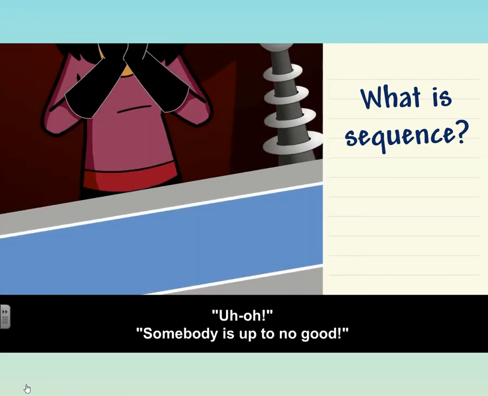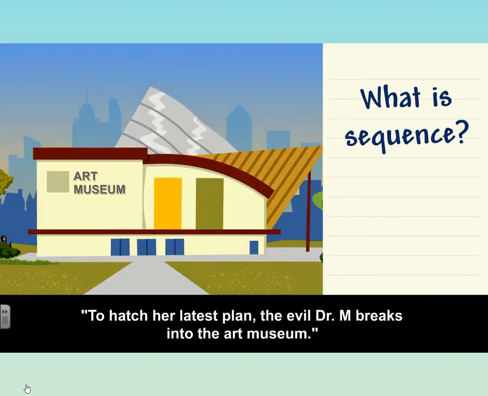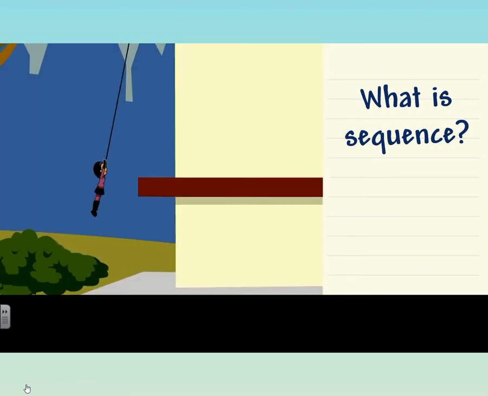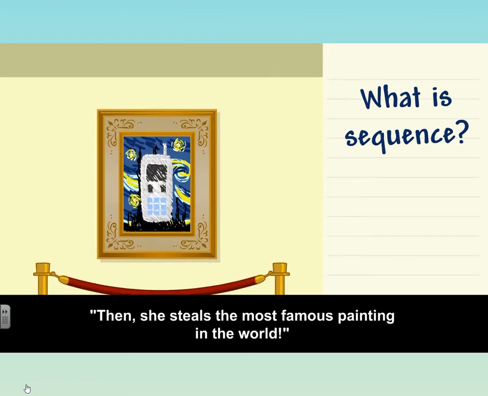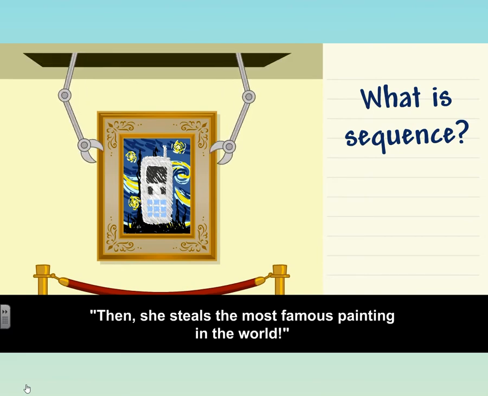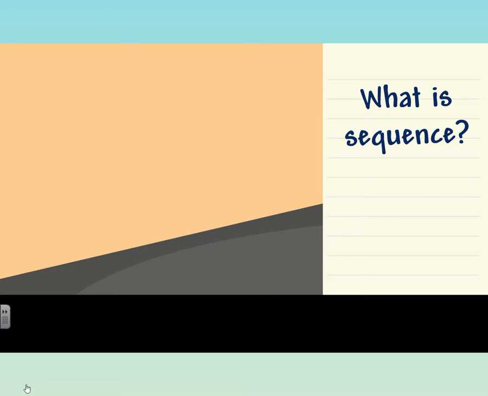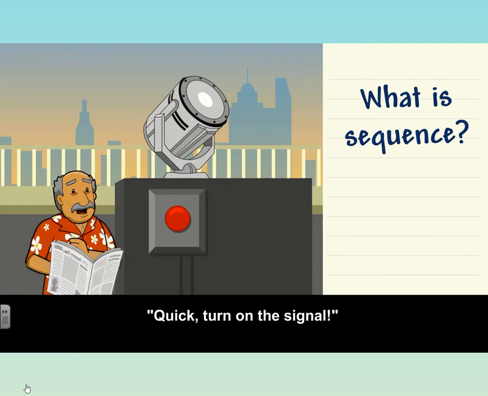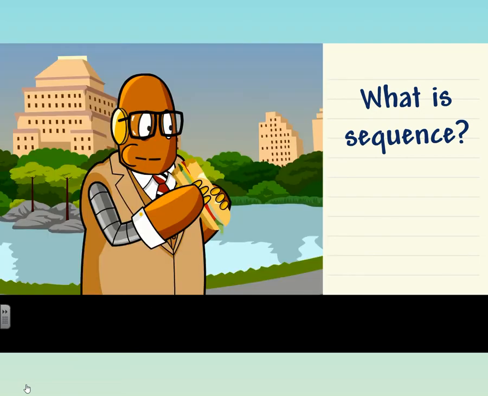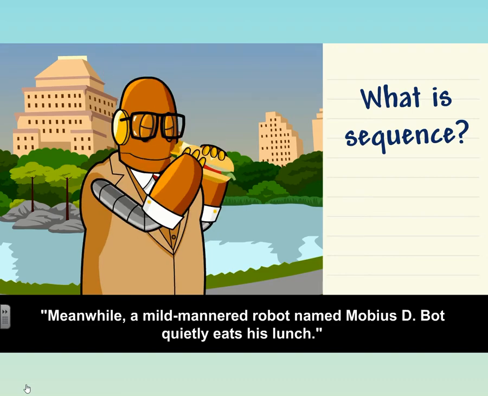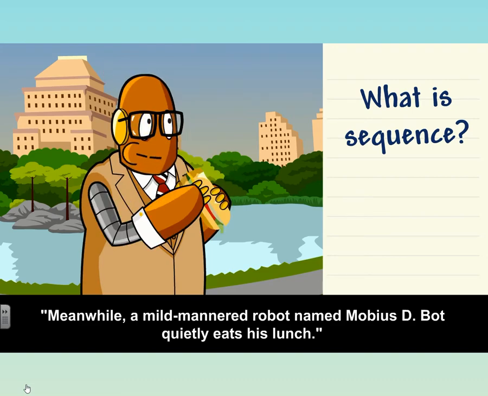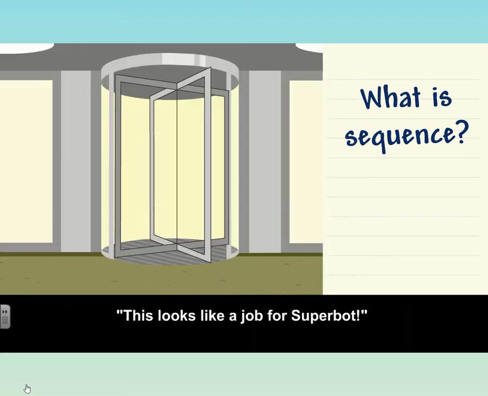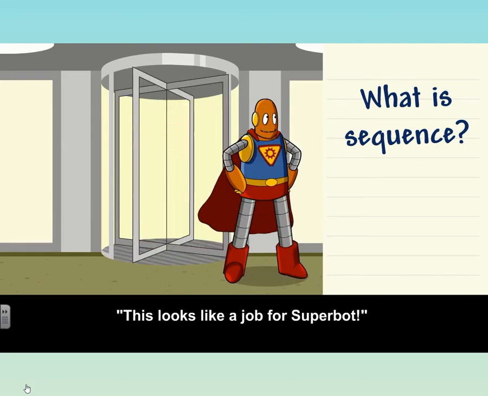Uh-oh. Somebody is up to no good. To hatch her latest plan, the evil Dr. M breaks into the art museum. Then she steals the most famous painting in the world. Quick, turn on the signal. Meanwhile, a mild-mannered robot named Mobius D. Bot quietly eats his lunch. When he sees the signal, he springs into action. This looks like a job for Superbot.